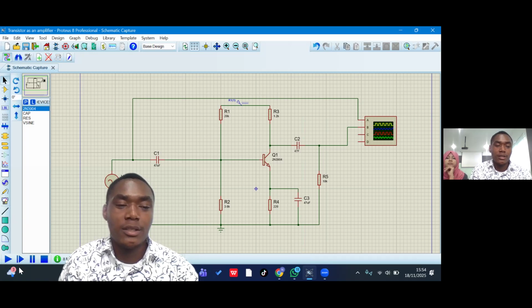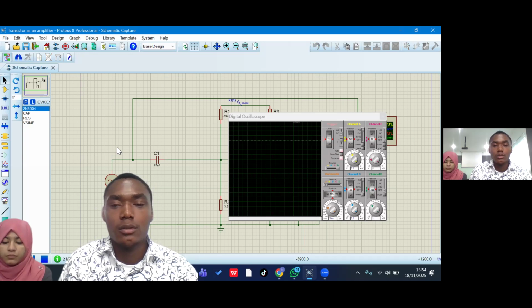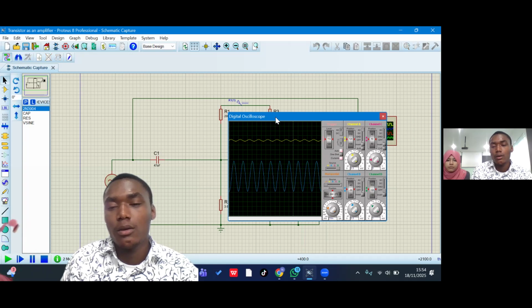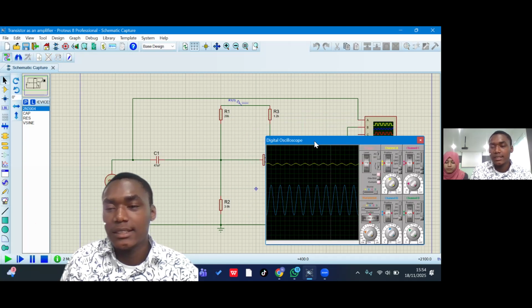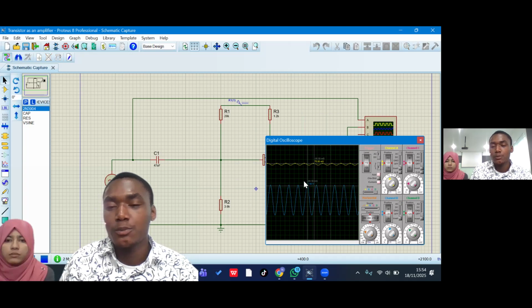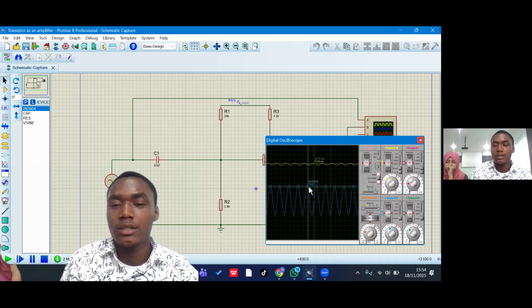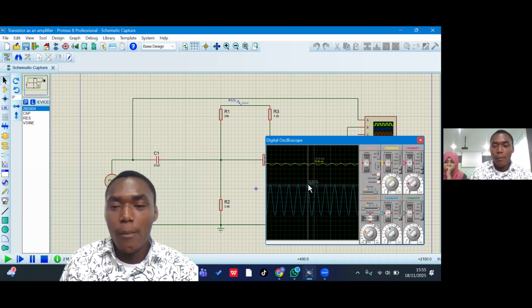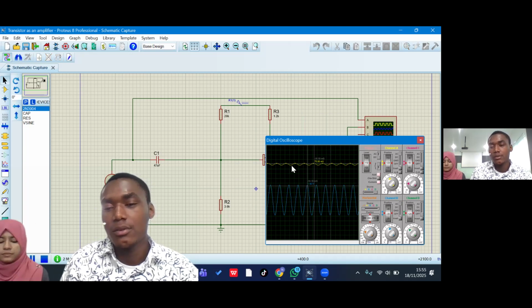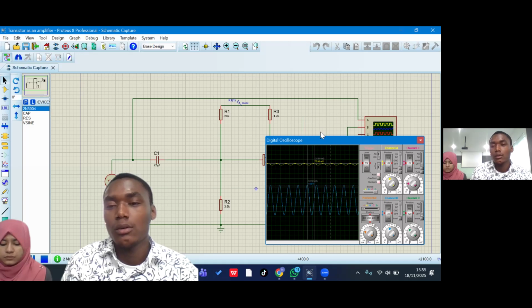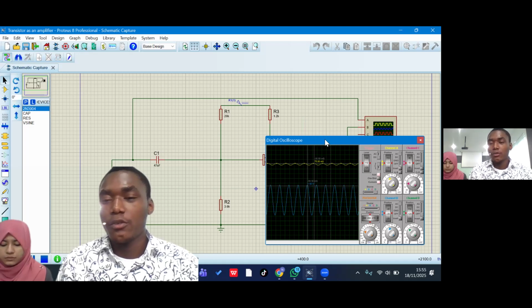So let me simulate it again so that you can see the output of it. As you can see, this is the input signal, and the second one is the output signal after it has been amplified by the transistor. As you can see, the first one is weak, but the second one is strong. So that's all for our video.